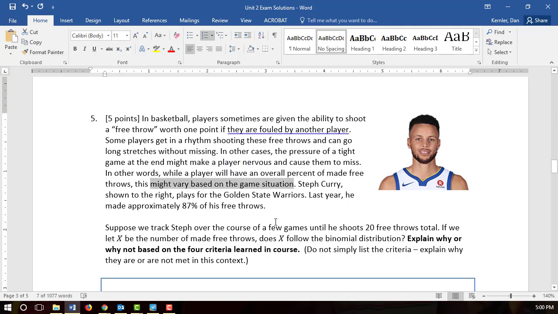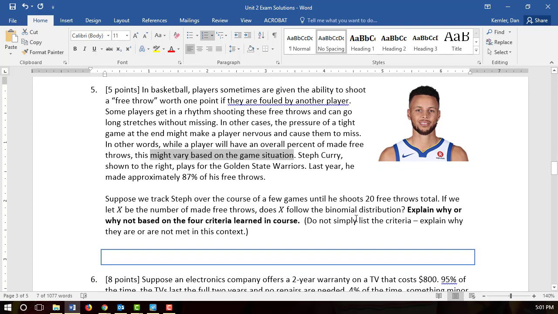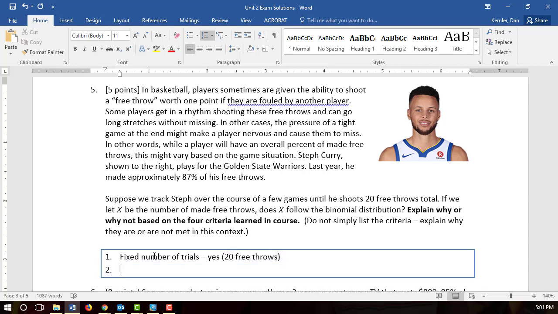So Steph here, last year he made about 87% of his free throws. Suppose we track him over the course of a few games until he shoots 20 free throws total. If we let x be the number of free throws, does x follow the binomial distribution? So first of all, are there a fixed number of trials? All right, well, there's not a fixed number of games, but we're not counting games, we're counting free throws. Yes, that's 20 free throws. By the way, you do need to state, like, explain why they're met in this context. So 20 free throws.